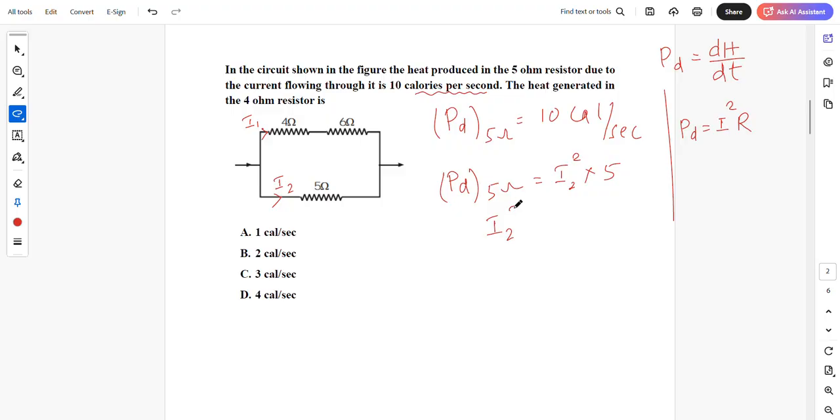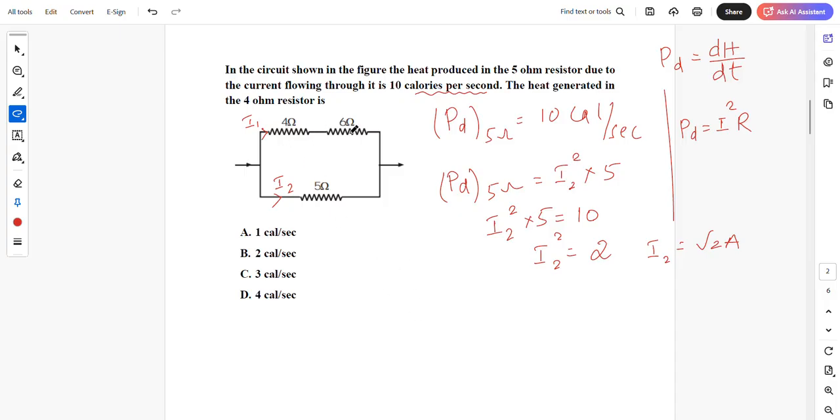I2 square into 5 is given as 10. Therefore I2 square will be 10 by 5, that is 2, right? So I2 will be equal to root 2 amperes. Now you have to calculate I1.